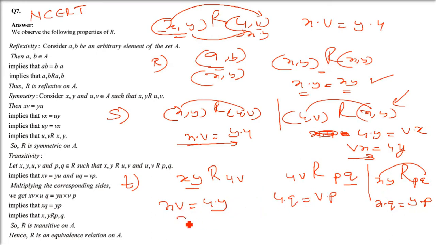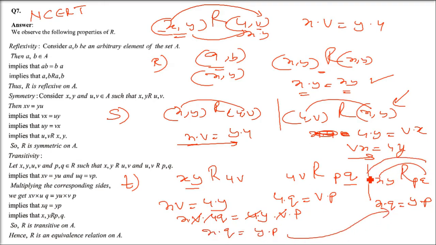Now we'll multiply these two: XV with UQ, multiplying the LHS and equating it to the product of the RHS, UY into VP. Cancelling UV on both sides, you get XQ equals YP. So this is what we got. This is the same thing. This ensures that XY is also related to PQ. So all three hold, and this is an equivalence relation.